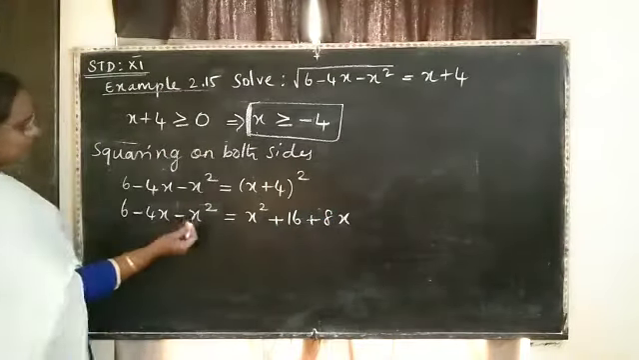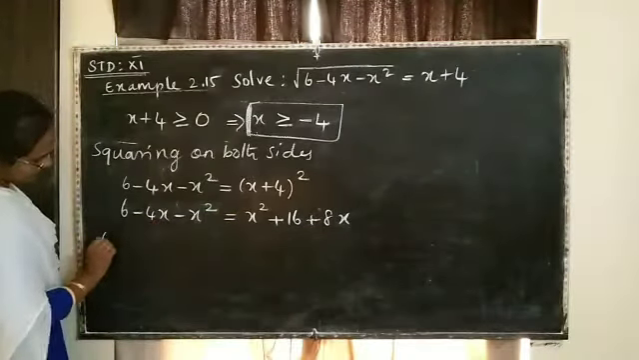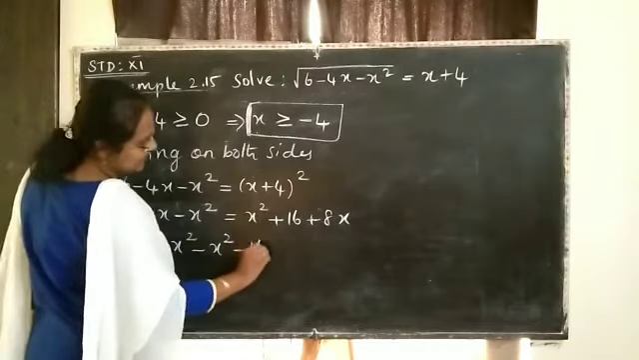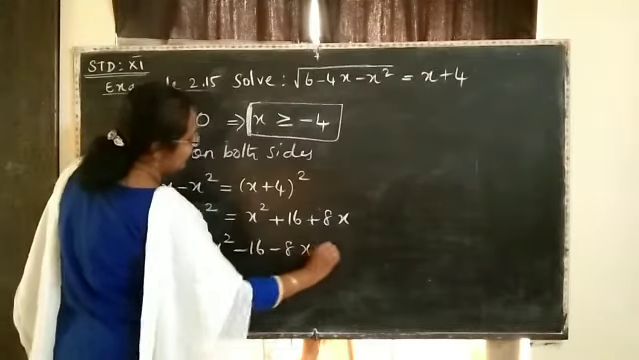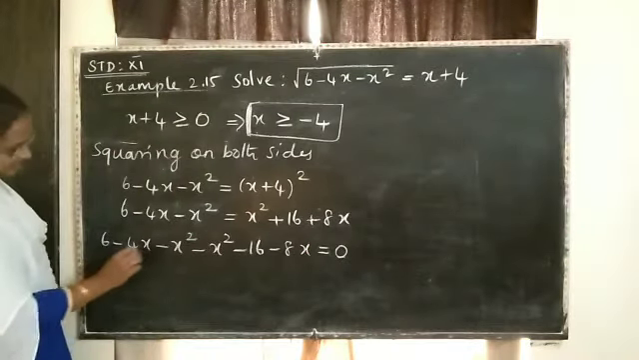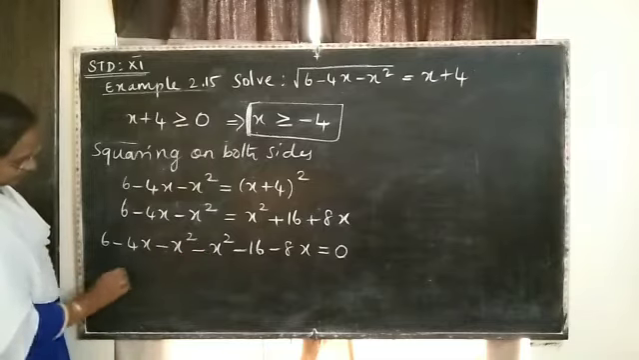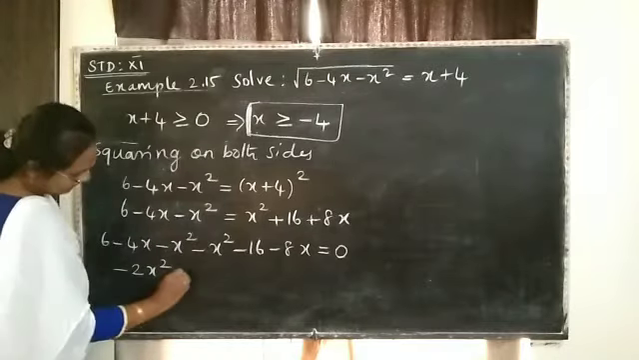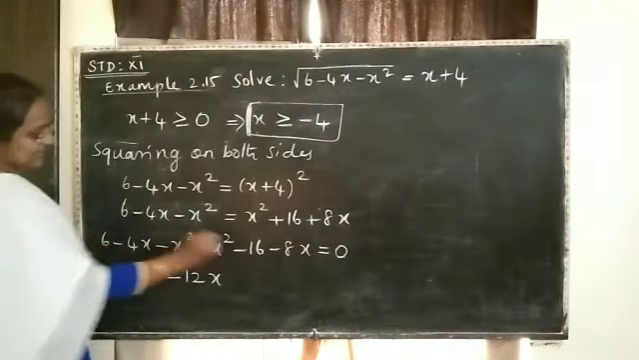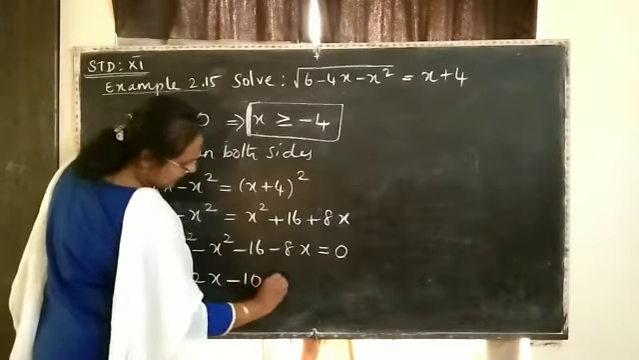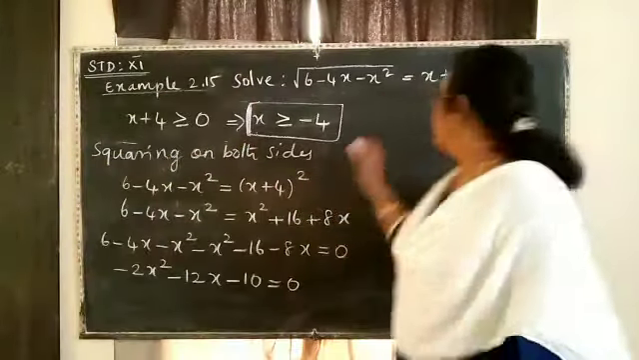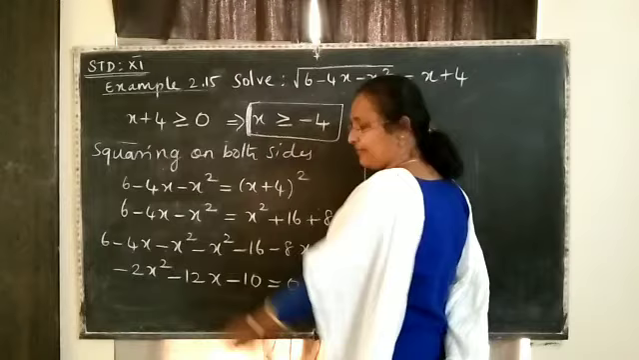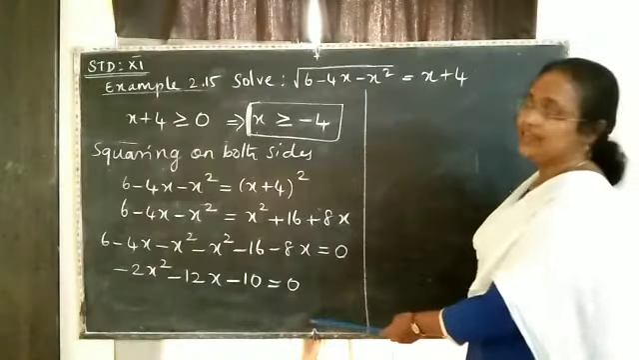Okay. Now shall we bring everything to this side? So now this becomes 6 minus 4x minus x squared minus x squared minus 16 minus 8x is equal to 0. Now look into this. Minus x squared and minus x squared becomes minus 2x squared. Again minus 4x minus 8x becomes minus 12x. Again plus 6 and minus 16 becomes minus 10 is equal to 0. Now we don't prefer to have the minus in front, isn't it? So throughout we'll multiply by a negative sign.